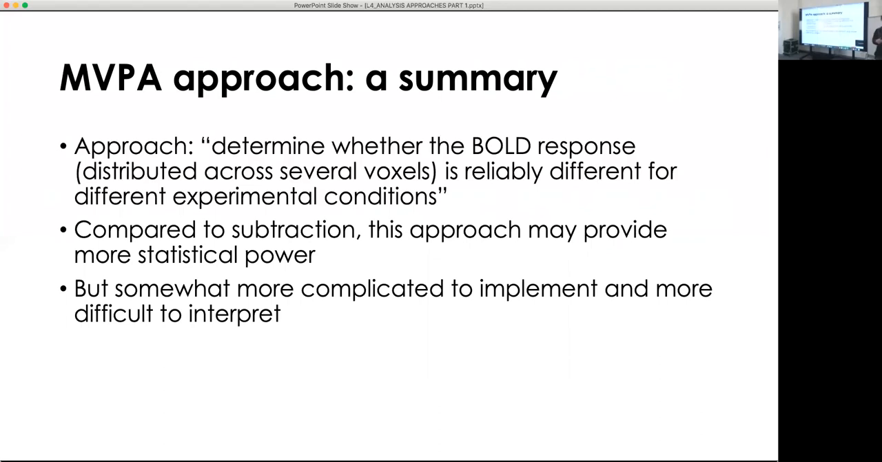Can you actually interpret the weights of the voxels? And if you're trying to do this on many voxels, you're going to do regularization, and that comes with its own interpretation difficulties and so on. So that's at least my take on how to maybe think about this in comparison to a bread and butter subtraction approach.